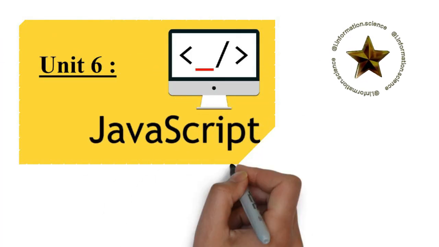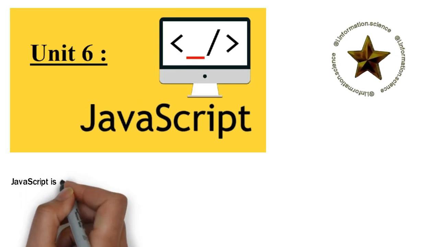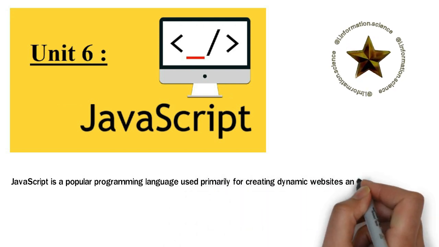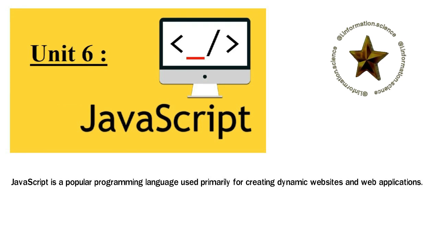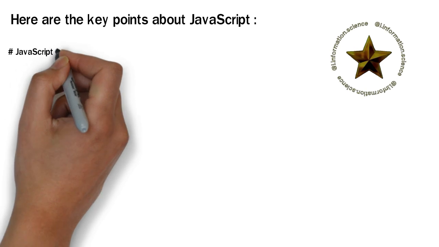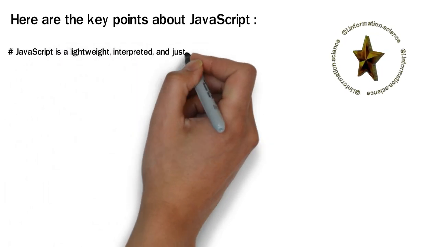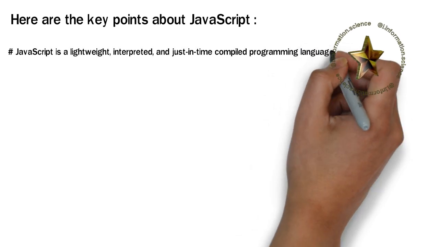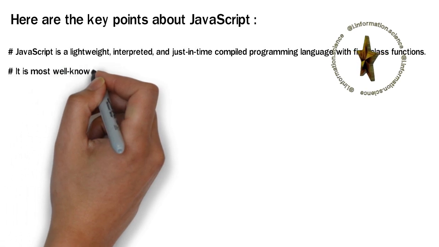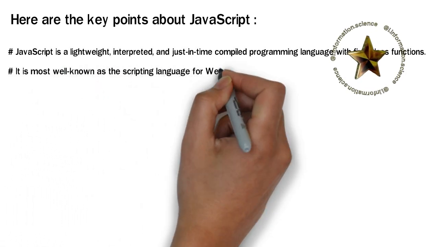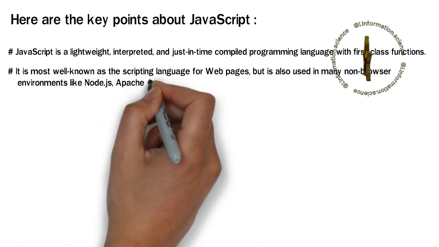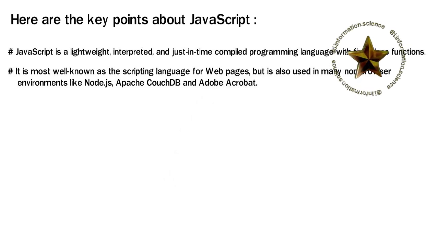Unit 6, JavaScript. JavaScript is a popular programming language used primarily for creating dynamic websites and web applications. Here are the key points about JavaScript. JavaScript is a lightweight, interpreted, and just-in-time compiled programming language with first-class functions. It is most well known as the scripting language for web pages, but is also used in many non-browser environments like Node.js, Apache CouchDB, and Adobe Acrobat.